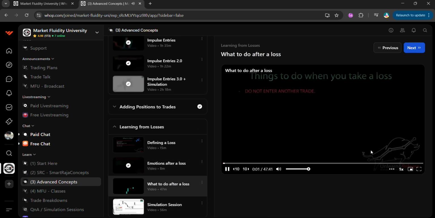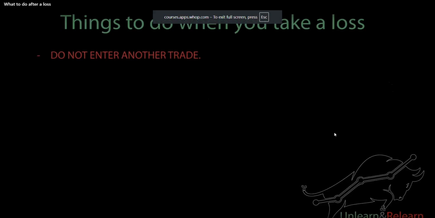you need to do when you take a loss. Number one thing is do not enter another trade. This is key. When you take a loss, you feel forced to enter in the same bias, or you up your lot size and take the trade, and you go into this cycle of revenge trading.